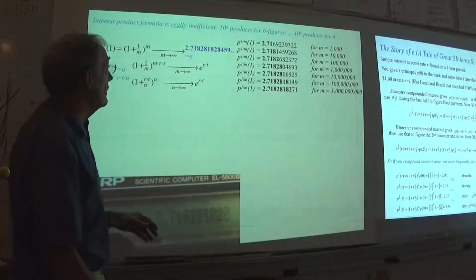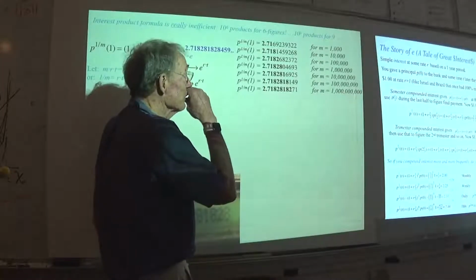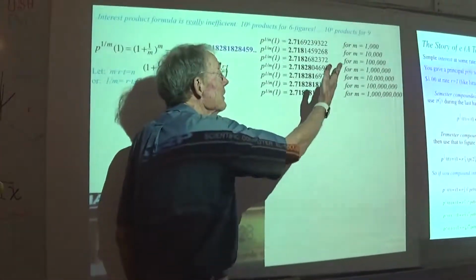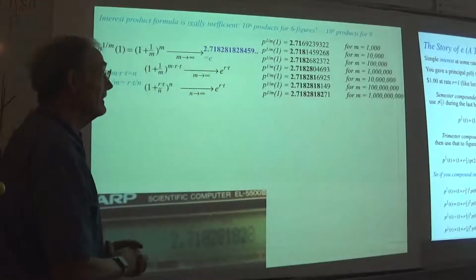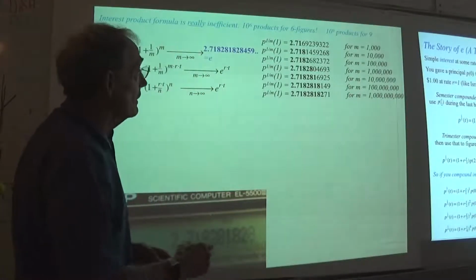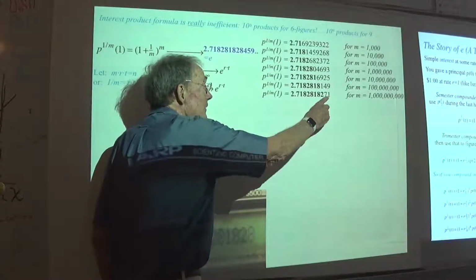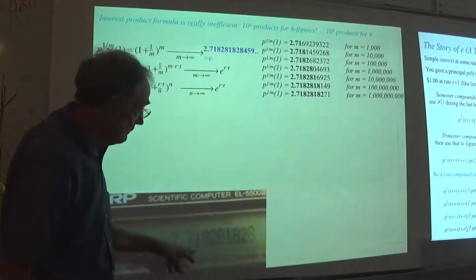I'd like to look at not just compounding 365 times. Let's go 1,000 times, 10,000 times, 100,000. It's kind of interesting to see how this develops. And when we get all done with this, we're almost to e here. All I need is to turn that into an 8, and I've got 10-figure e here.